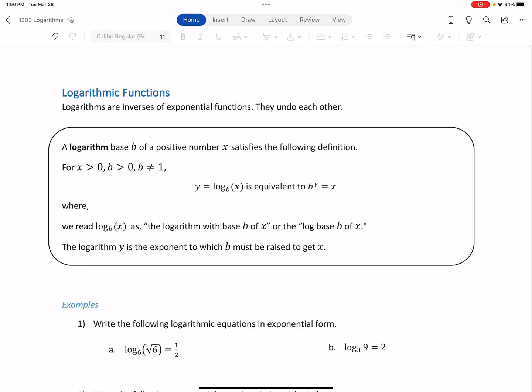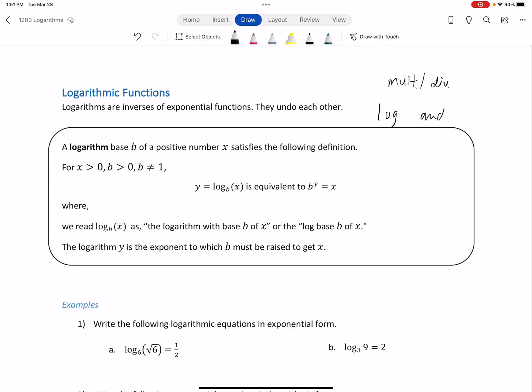Next, we talk about logarithmic functions. Logarithms and exponentials are inverses, so that's why we speak about them together now. They undo each other. Just like multiplication and division are inverses, addition and subtraction are inverses, squares and square roots are inverses, logarithms and exponentials are inverses of one another.